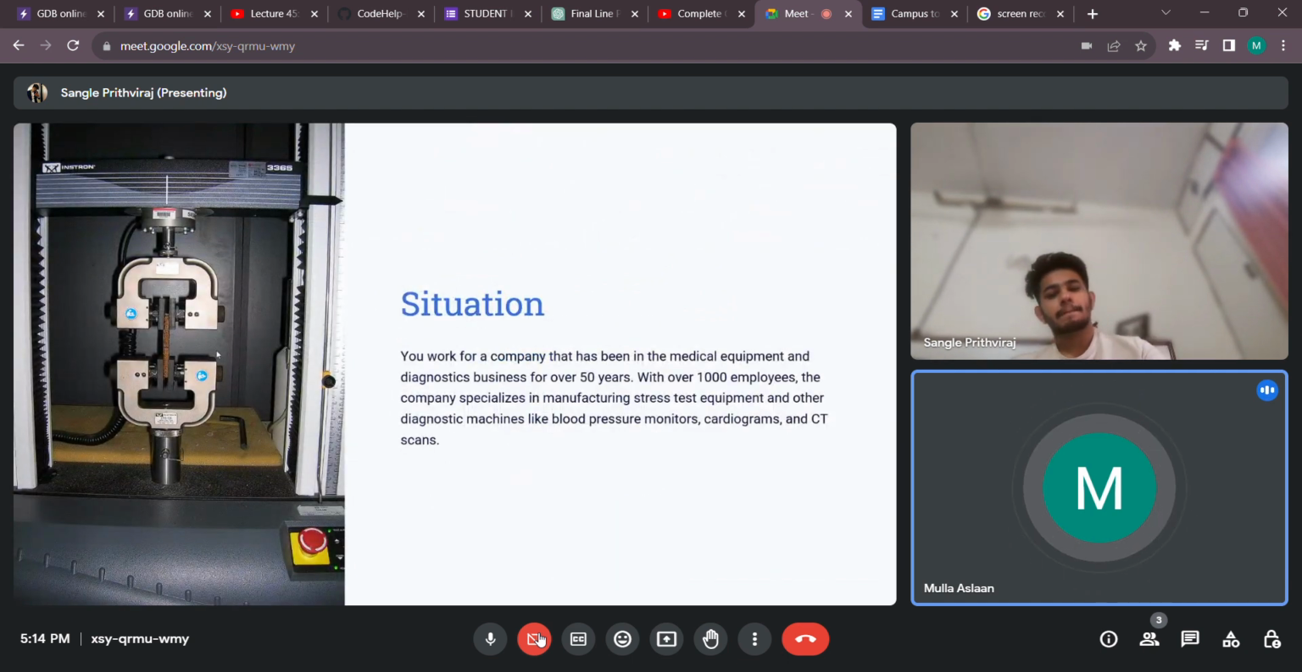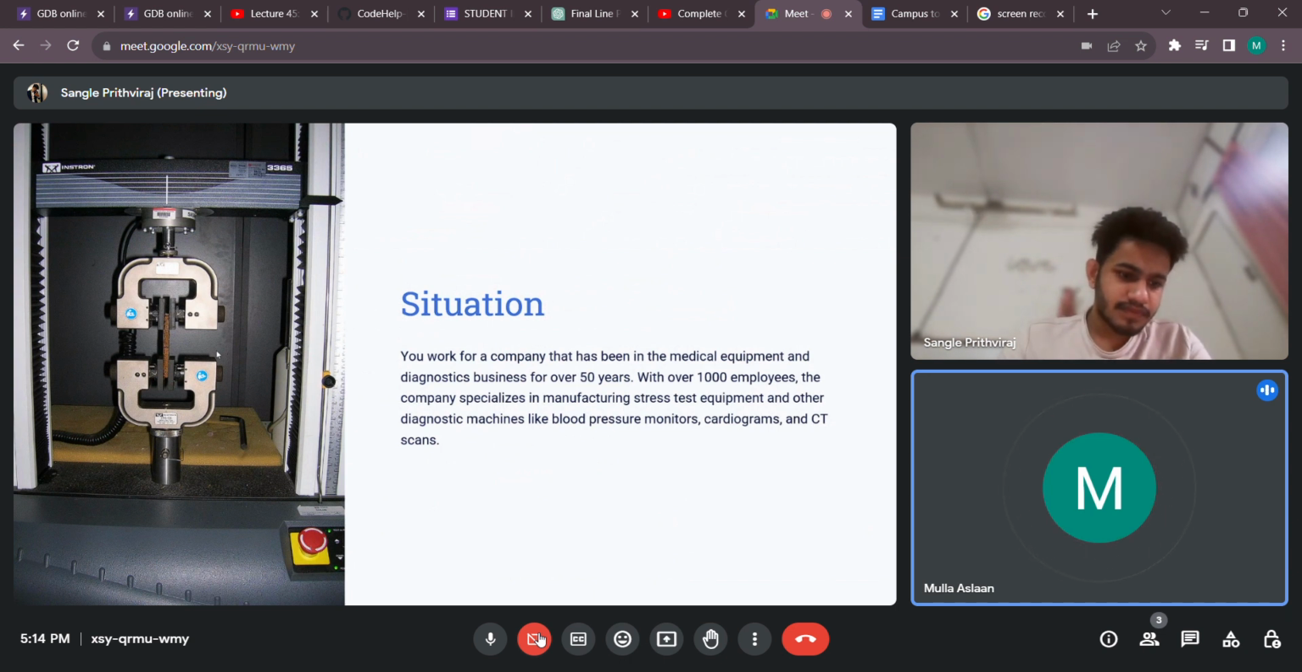Now let's take a closer look at the hypothetical company's background. The company we are examining today, although entirely hypothetical, provides us with valuable context for analysis. This company exists in the medical equipment and diagnostic industry, an area that calls for precision and innovation. In our completely fictional scenario, this company boasts 50 years of experience and a workforce of over 1,000 employees.